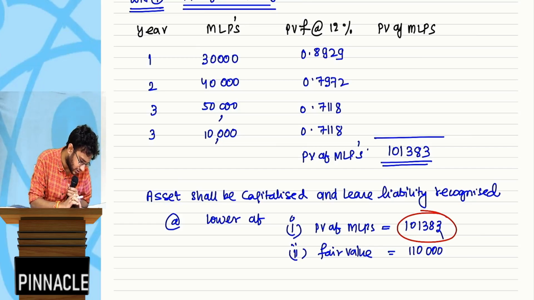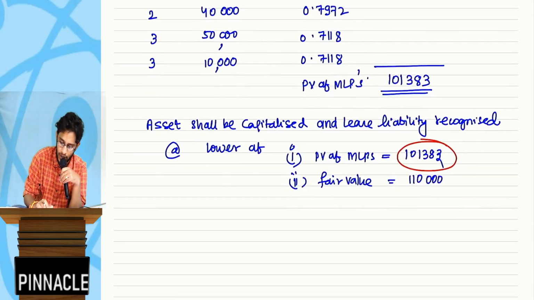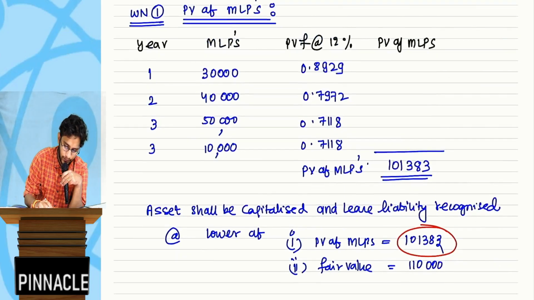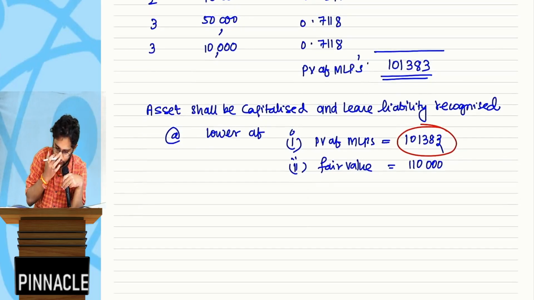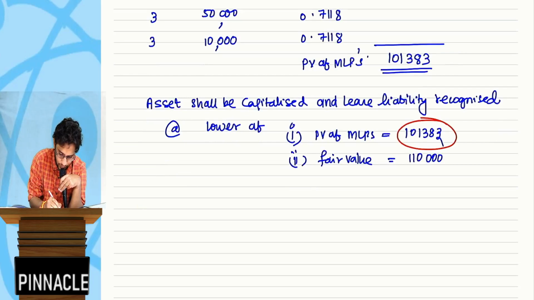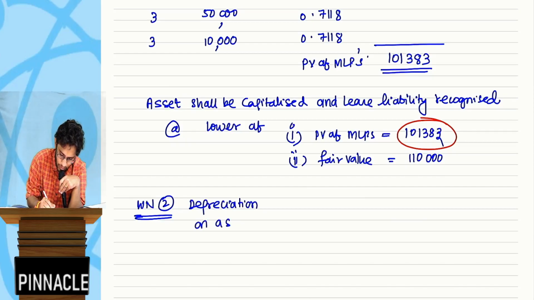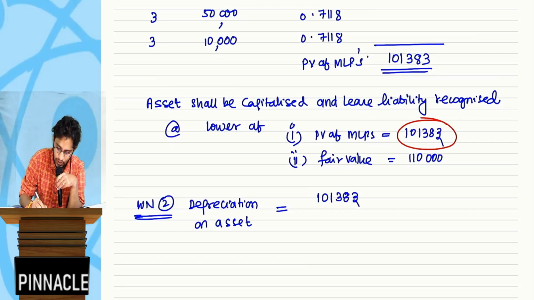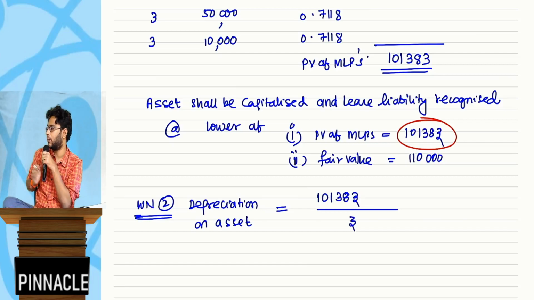I'm just checking whether the study material did something right or wrong. Anyway, it's okay. Next point. Depreciation on the asset. Working note 2. See, asset you have capitalized at 101,383. Lease period is 3 years. So you have to depreciate over a period of 3 years.